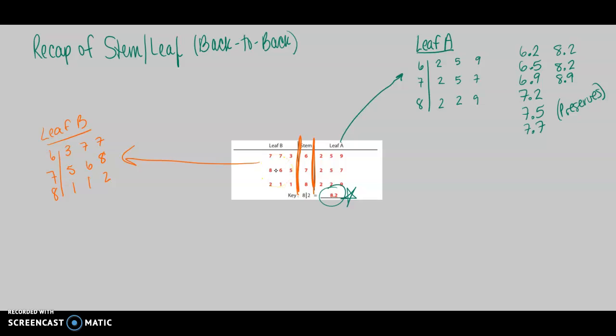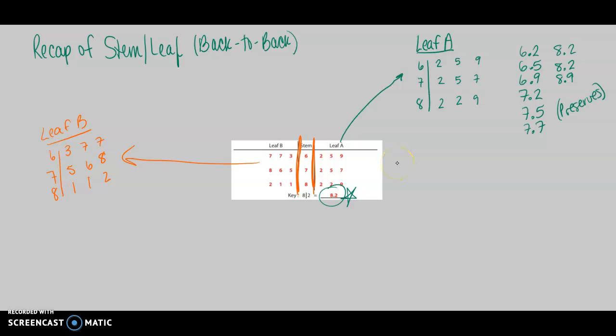And then this just solidifies the fact that we have 3 numbers in the 6s, 3 numbers in the 7s, and 3 numbers in the 8s. So this compares the data side by side and lets you know, hey, these two data sets are pretty similar to each other. And then you can confirm that with the box and whisker plot.